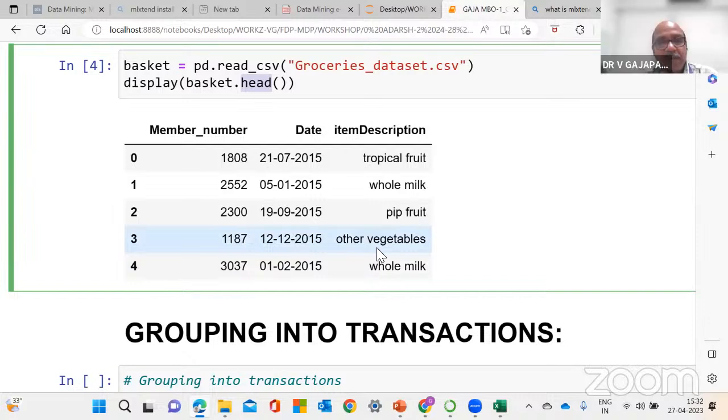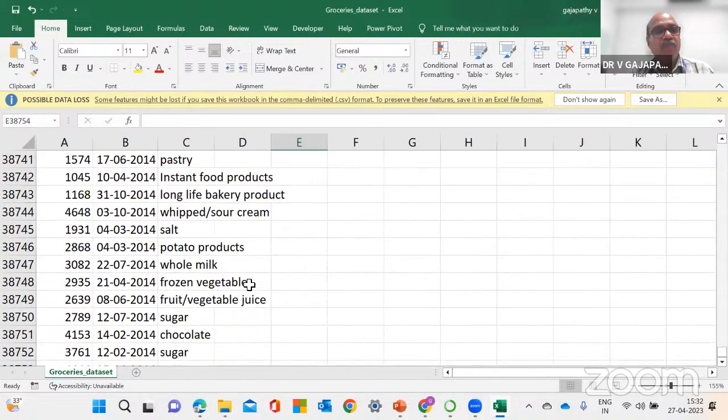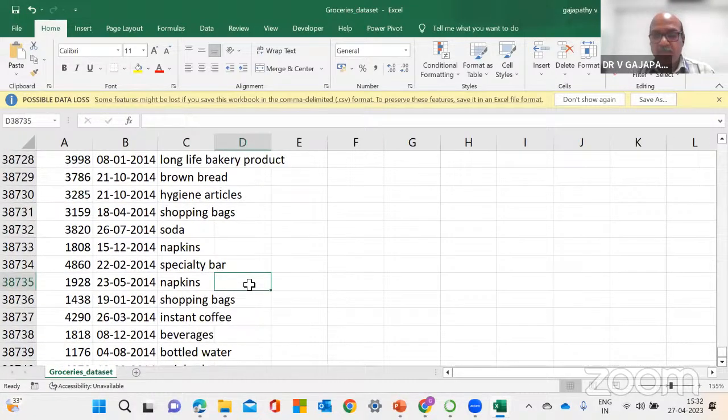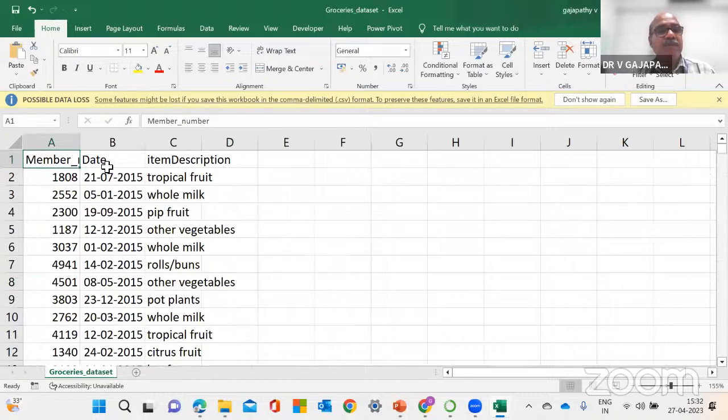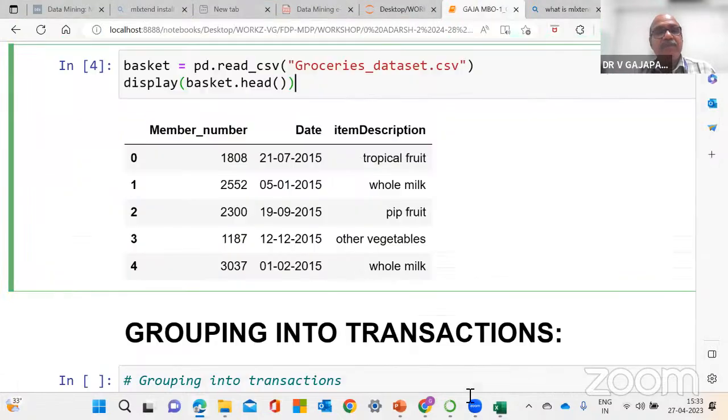Is there any question, or shall I move ahead? Okay. Now, you see the Excel file. The same thing we are having: member, date, item description. 3 columns we are having here. But in Python, how many columns are we having? 4 columns, including the index.